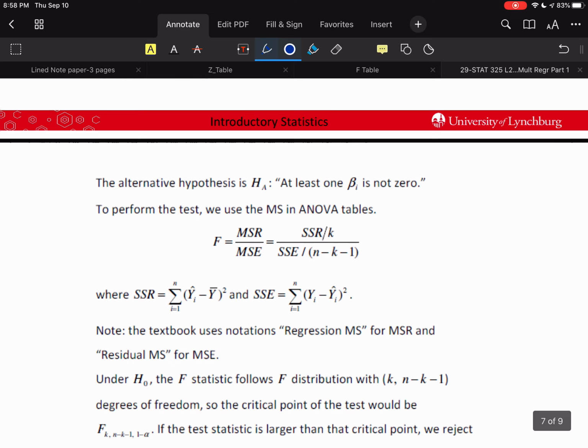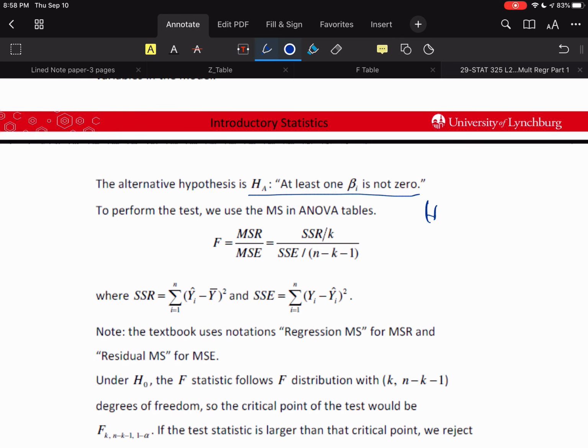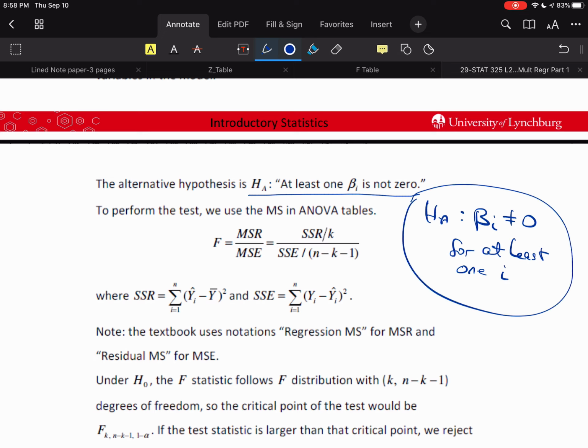So the alternative hypothesis is that at least one beta i is not equal to 0. So H_A is often written beta i not equal to 0 for at least one i. This is the best way to write that, or one of the best ways.